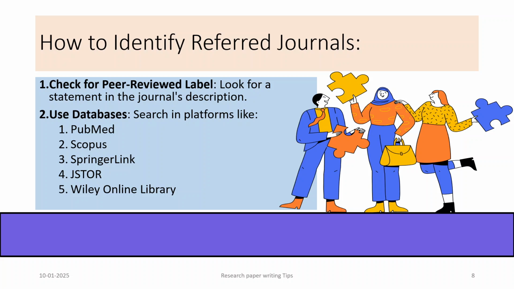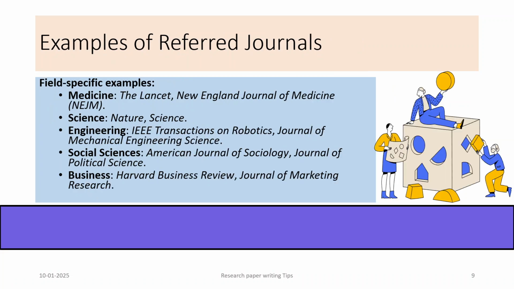And how to identify refereed journals? Because I am telling that the person has to start from the scratch without knowing much about it, we can check for the peer-reviewed label; just look for a statement in a journal's description, or we can get it from databases, searching in platforms like PubMed, Scopus, Springer Link, JSTOR, and Wiley Online Library. Here also we can search for some specific domain or some title and get these things, right?